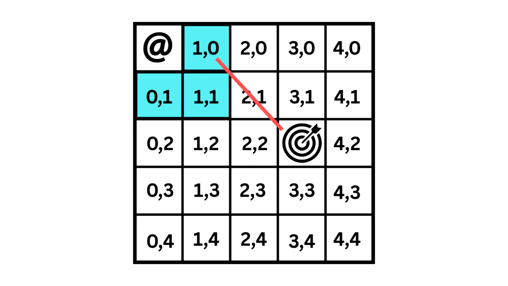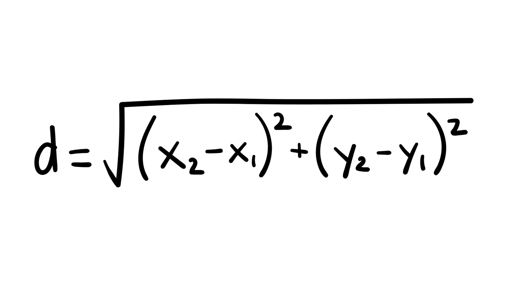The next step is to calculate the distance between each of the neighboring tiles and the target tile. This is the distance formula. If you're implementing hill climbing into your game, there's a good chance that your programming language already has a function that'll calculate the distance for you.